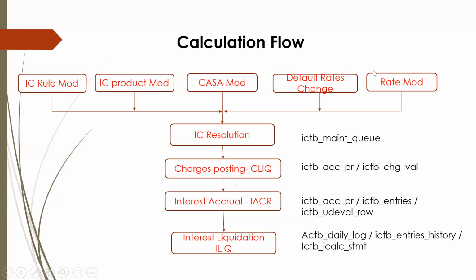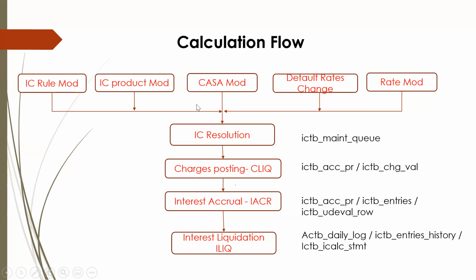This is next level. This is another level. If my rule is modified, one rule may be associated with multiple IC products. The same rule might have been used in multiple products. So this is the high level. If my rule is modified, then the underlying product has to be resolved. If I go for the underlying product, then I may have to resolve all the accounts. So modifying the rule has a bigger impact than the rest.